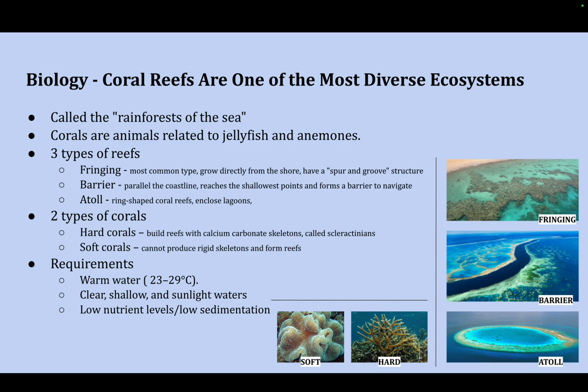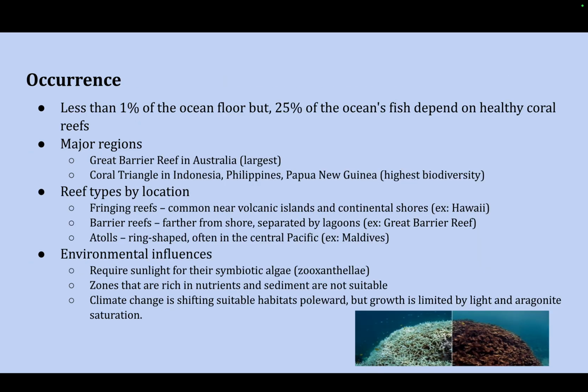But they do like low nutrient levels, that is the same as low sedimentation. If you look on the right, you can see the three types of reefs, and a little more to the left-hand side, you see the two types of corals. Noticing on the soft coral, they have a groovy shape and are more fluffy looking, while the hard ones are very stick looking like a tree. On the reefs, you can see them in the water. They are much larger. Most interesting to me is the atoll one because it looks like an island. It's so cool, and the water inside of it is way lighter, which I found really interesting when doing my research.